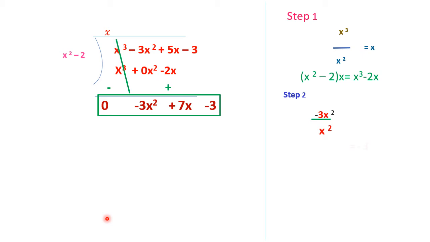Again, on simplifying, we'll get minus 3. This minus 3 will shift its position to the quotient. Don't forget to bring this to the quotient. Students sometimes do all the work over here, but they forget to write the quotient also. So be careful about all these things.